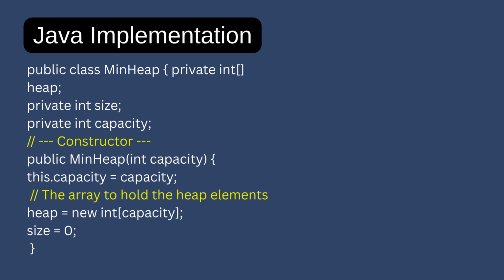First, we create a class called minHeap. Inside it, we have an integer array called heap to store elements, a variable size to track how many elements are inside the heap, and capacity to define the maximum size of the heap. In the constructor, we initialize the heap with a fixed capacity. We also set the initial size to 0 because the heap starts empty.